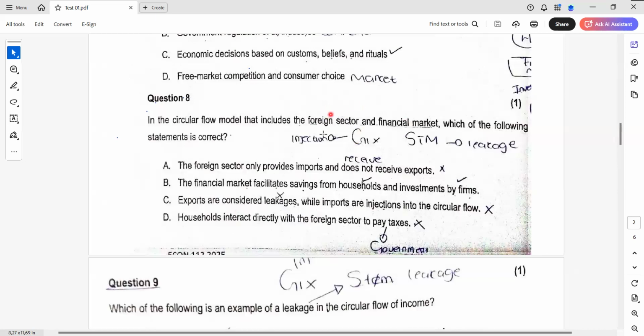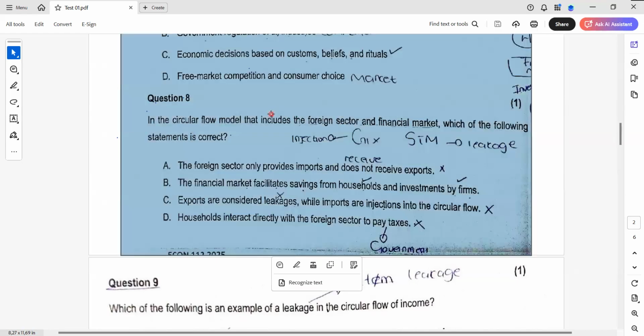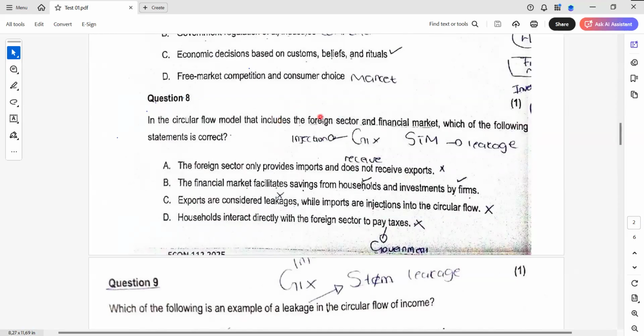The foreign sector basically deals with providing our households and firms with imports, right? The households will buy from the foreign sector, your Shein, your Temu, right? And the firms will also sell to the foreign sector in the form of exports. So the foreign sector provides households with goods and services, which is import, and the firms also provide the foreign sector with goods and services, which is an export.